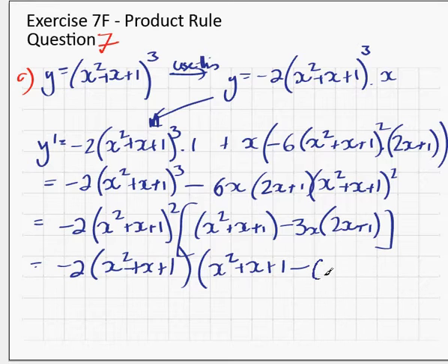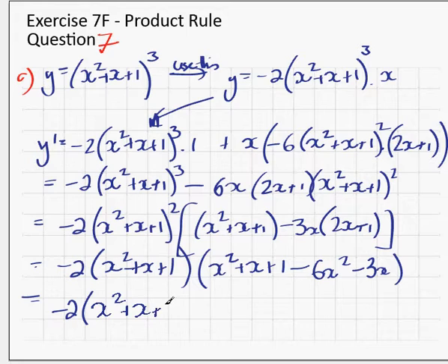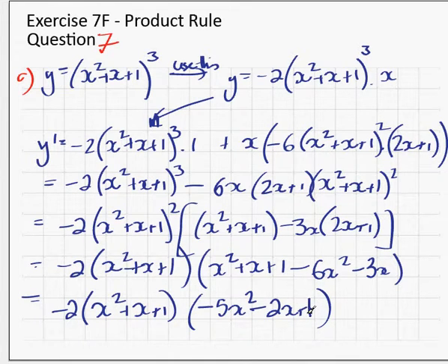Expand this out. Collect like terms. There's our final answer.